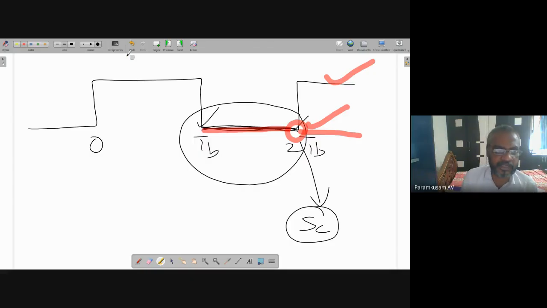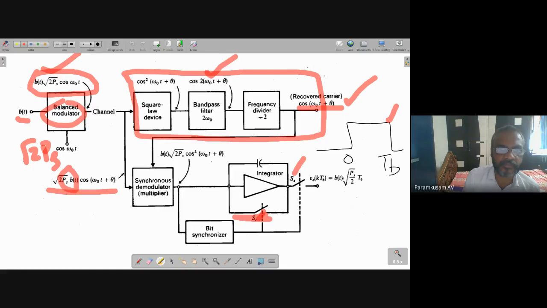Okay, so that is the purpose of that switch here.